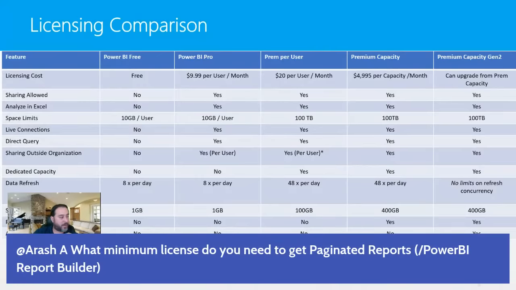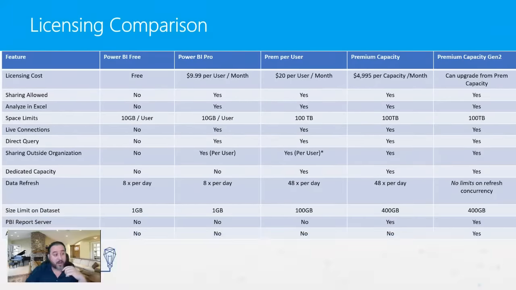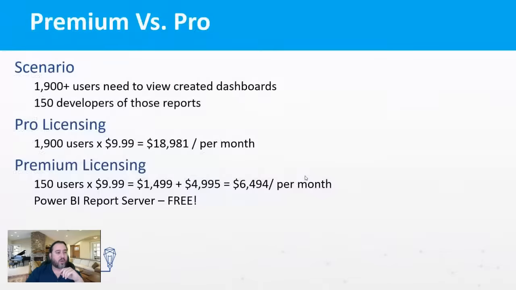I'm going to check real quick here. What's the minimum license you need to get paginated reports? I think I accidentally answered that, so that's perfect timing, Arash. It just recently changed. It is now Pro, where it used to be locked behind a paywall. So cool stuff there. Like I said, Devin's keeping an eye on those questions. Once in a while, he'll throw me one quick little one I can answer.